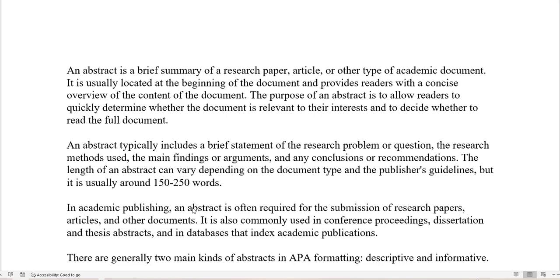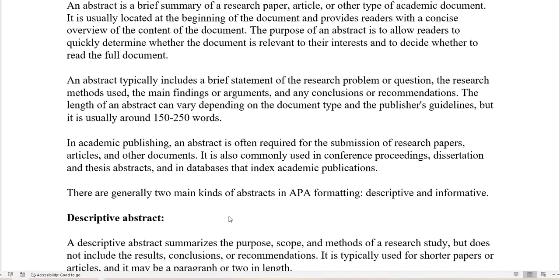In academic publishing, an abstract is often required for the submission of research papers, articles, and other documents. It is also commonly used in conference proceedings, dissertation and thesis abstracts, and in databases that index academic publications. So anytime you read a scholarly source, you always see the abstract at the very beginning. There are generally 2 kinds of abstracts in APA formatting, descriptive and informative.